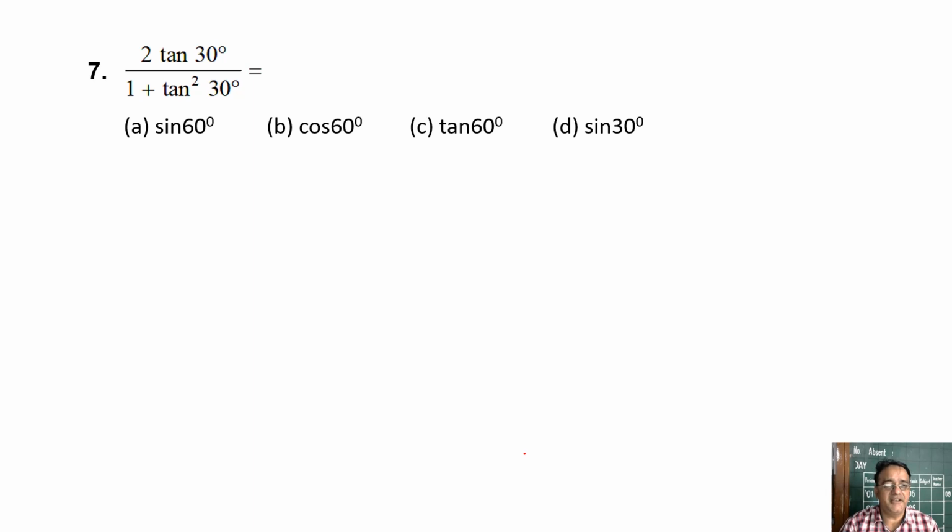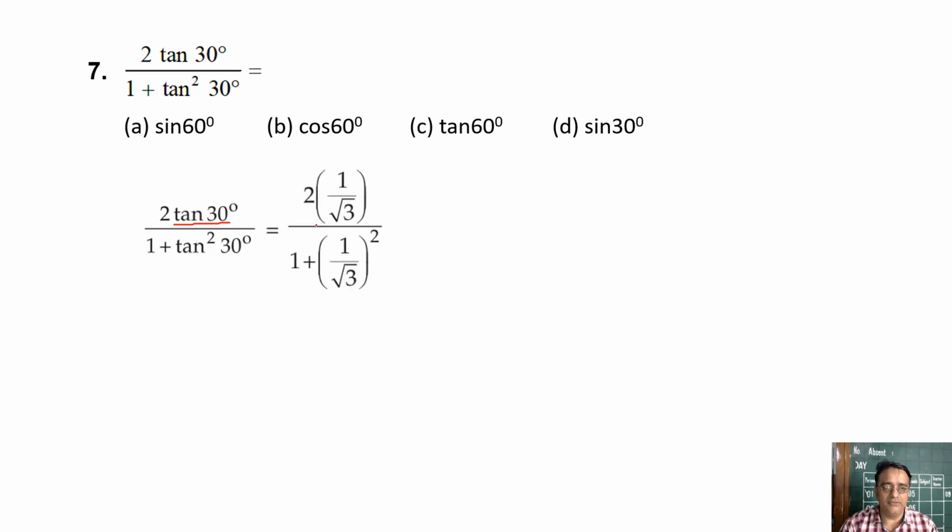2 tan 30 degree upon 1 plus tan square 30 degree is equals to, now we have to check the value is equal to which option. Okay, so let us simplify the expression. What is tan 30 degree? 1 by root 3, right. So we'll substitute 1 by root 3. So this will become 2 by root 3 and this will become 1 plus 1 by 3. So what is 1 plus 1 by 3? 4 by 3, right.